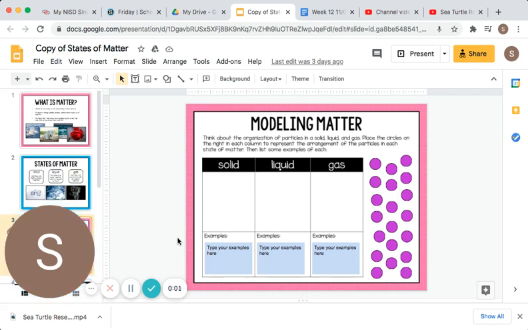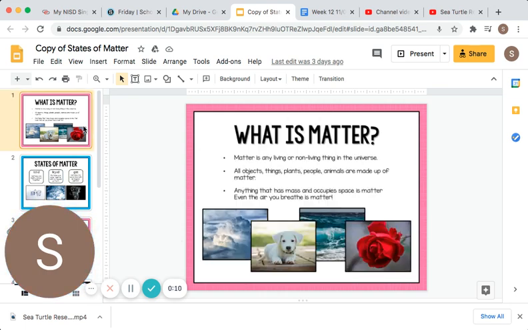Guys, for today's lesson, we are going to be talking about the states of matter. Now, first off, we would have to start with what is matter? Okay, so let me present this.